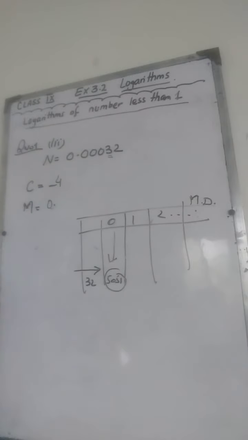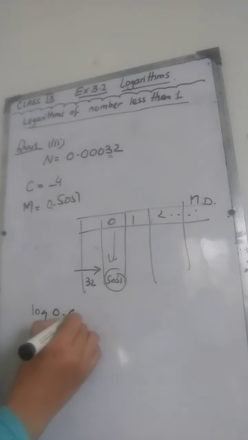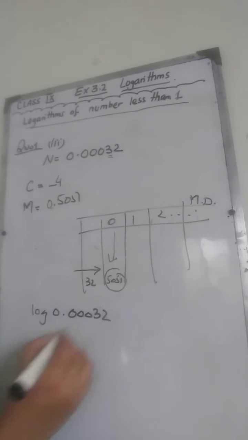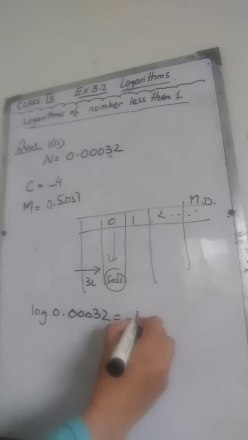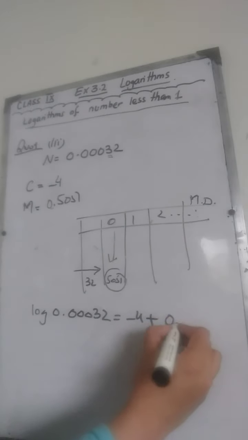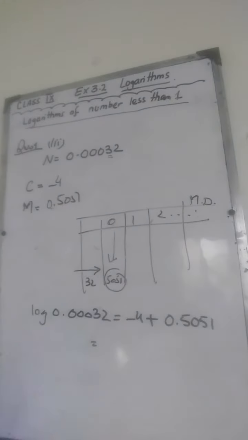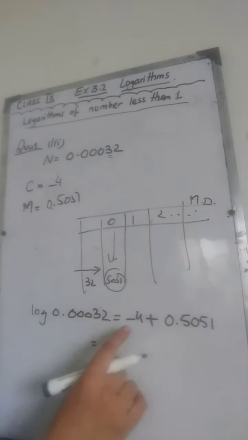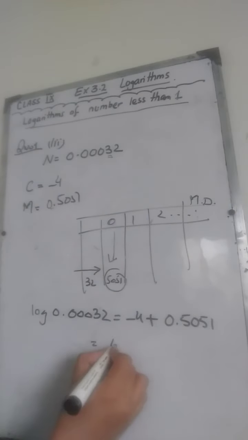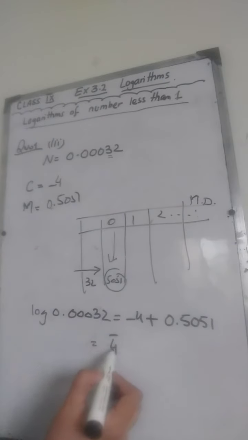So 0.5051. So the log of this number, 0.00032, is going to be -4 plus 0.5051. Now when the characteristic is negative, we don't dissolve it. We don't add these numbers. We are just going to write it as 5 and 4.